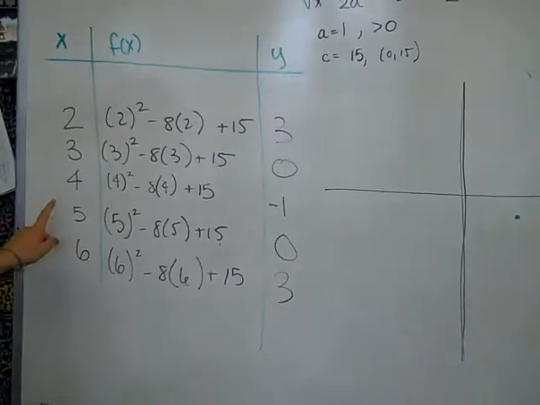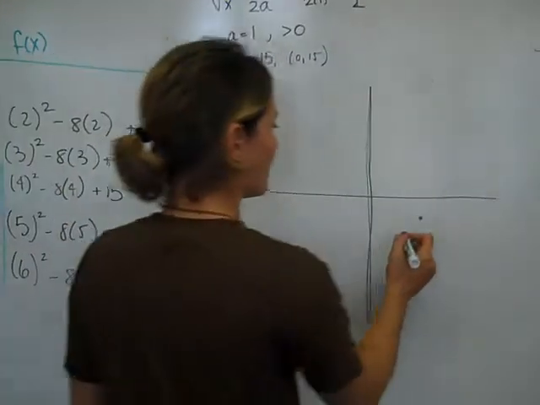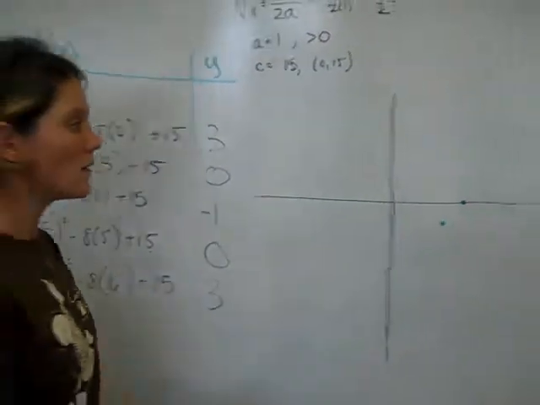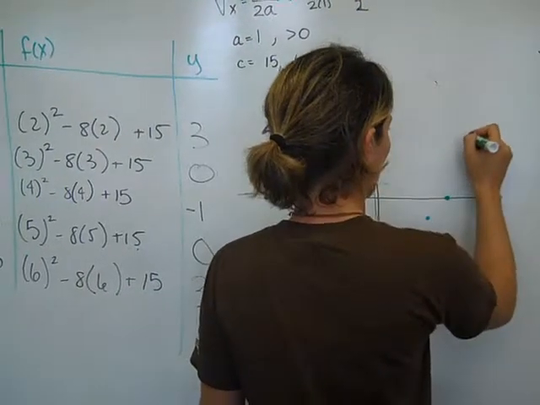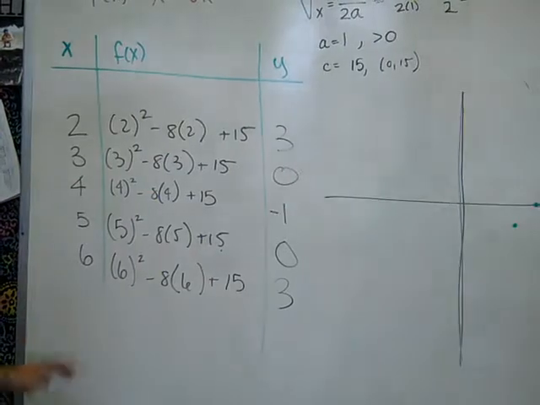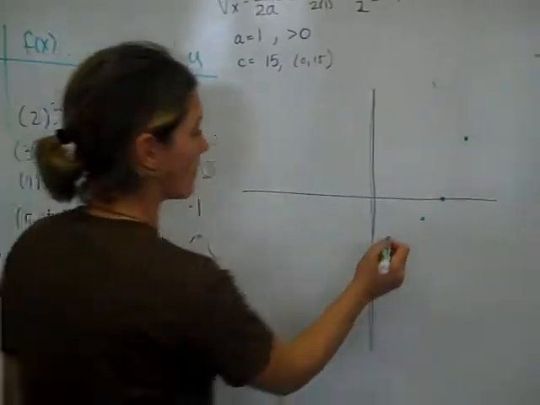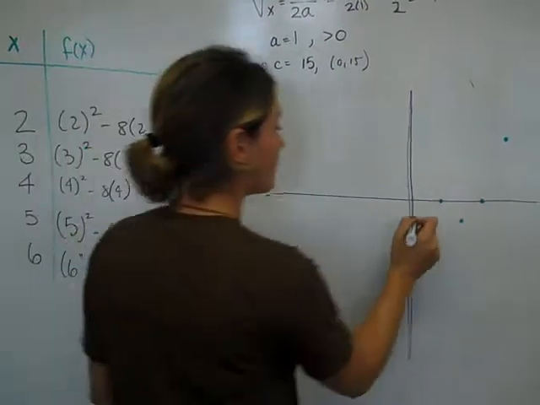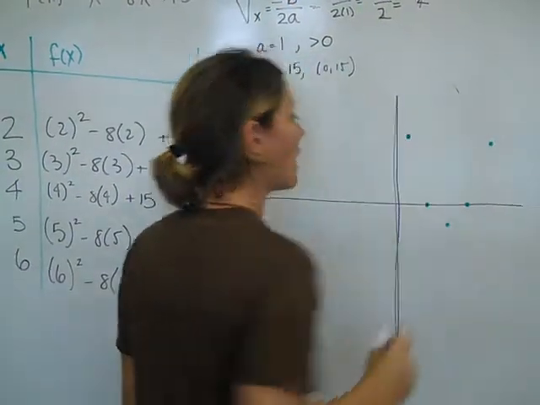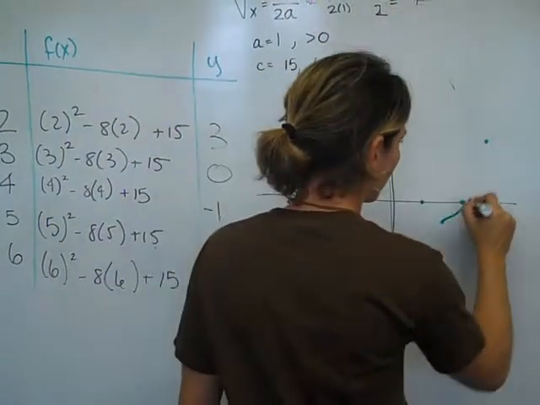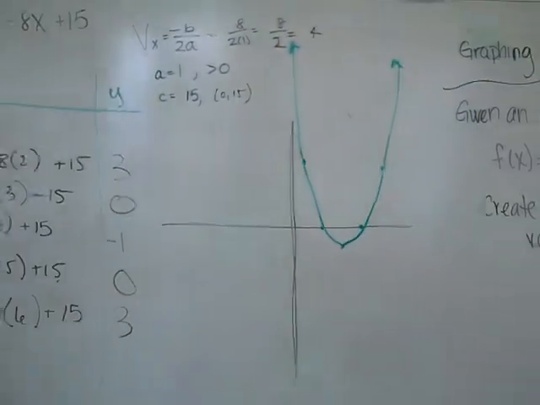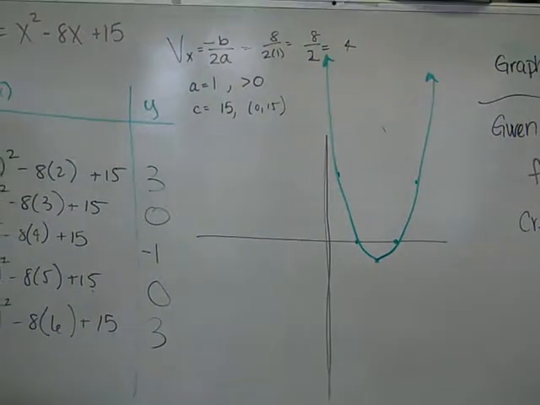Then I can plot my next point, 5, 0. Plot my next point, 6, 3. And then back, so 3, 0. And 2, 3. And then we just connect the dots. Okay, and now I have a solved graphed quadratic equation.